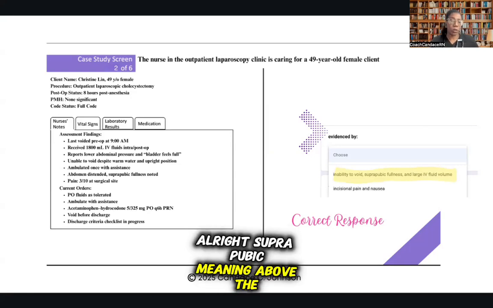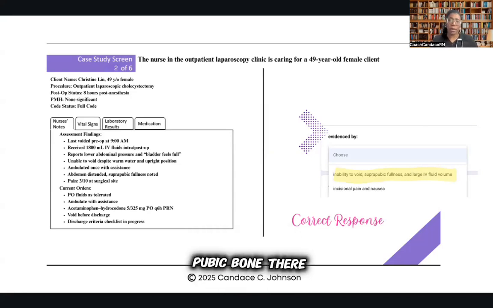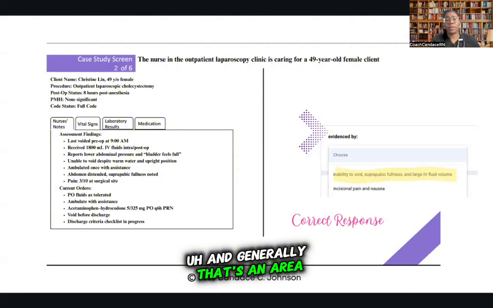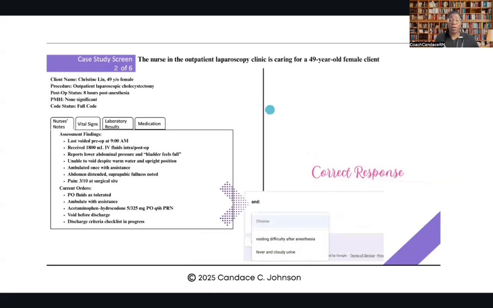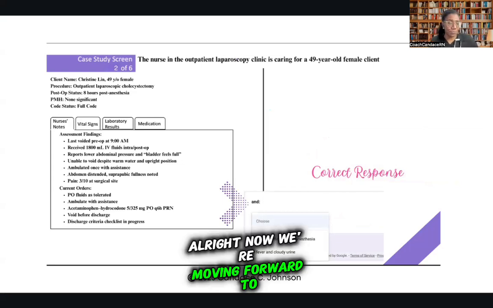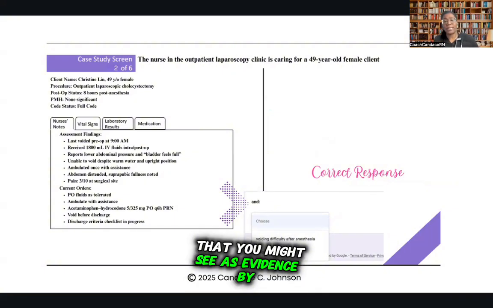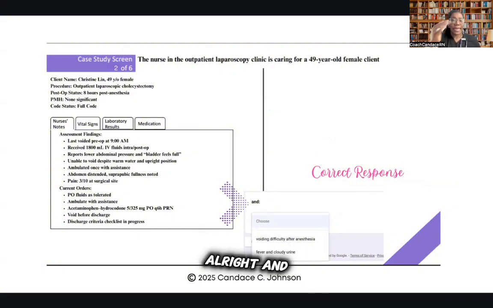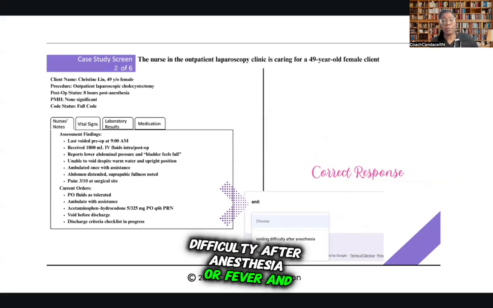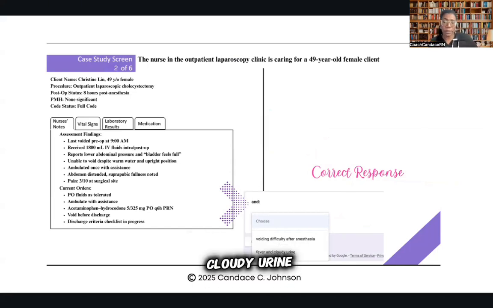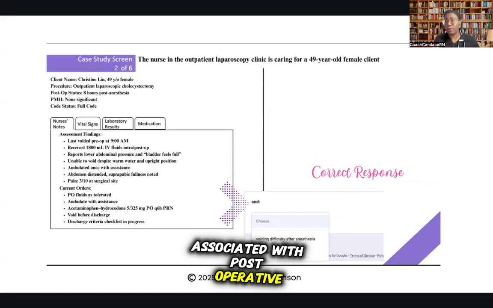All right, suprapubic meaning above the pubic bone there. Generally, that's an area where we might note fullness, or the patient may complain. Now we're moving forward to the last set of manifestations that you might see as evidenced by. Would it be voiding difficulty after anesthesia or fever and cloudy urine?